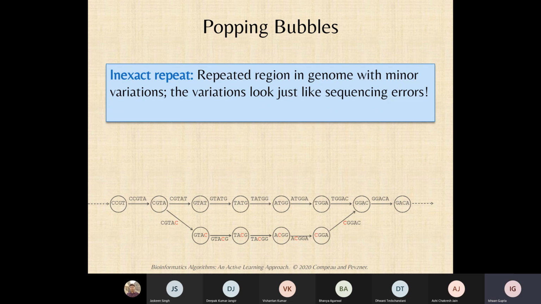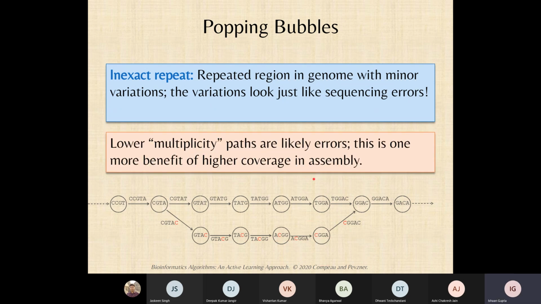Okay, this can also happen when repeated regions are there in the genome, right? In the case of repeated regions, the bubble length is typically going to be much larger than the read length. In that case, you don't remove the bubble, but you consider it to be an inexact repeat. So lower multiplicity paths are likely errors. When we say lower multiplicity, it essentially means the coverage, the edges, the arrows going between two nodes, their multiplicity is less.